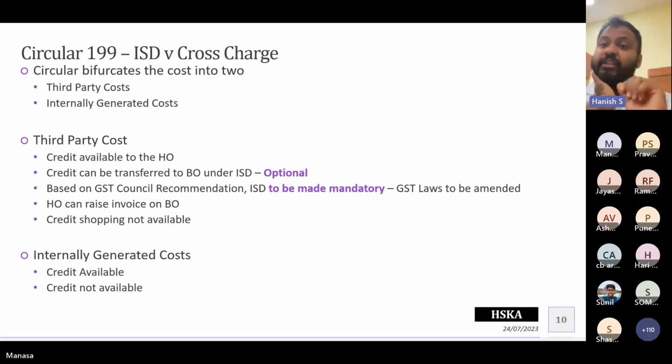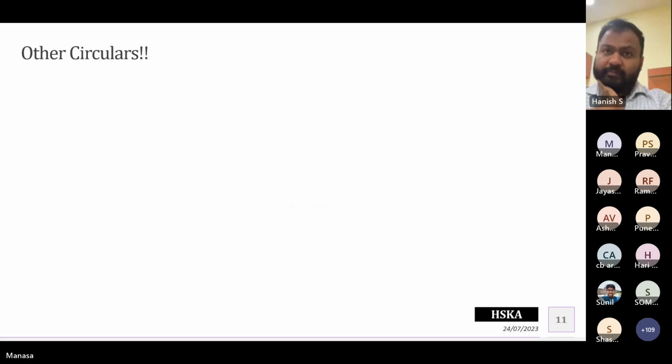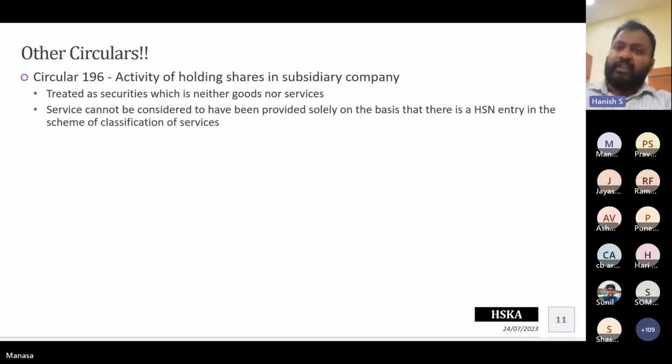Now, whether the same circular will apply or not is a big question, because 199 has been clearly issued for distinct persons and not related parties. So that is something from which we might be able to draw inferences, but it will not apply specifically to related parties, right? Next, there are a few other circulars which we missed.